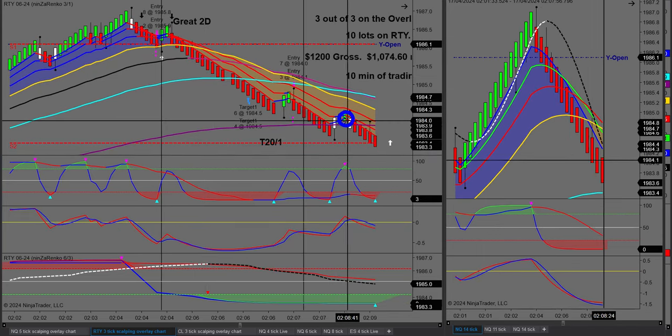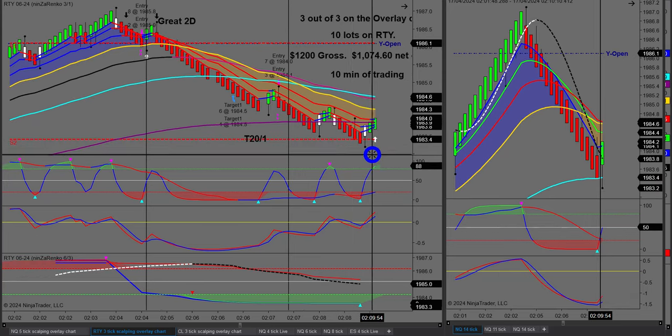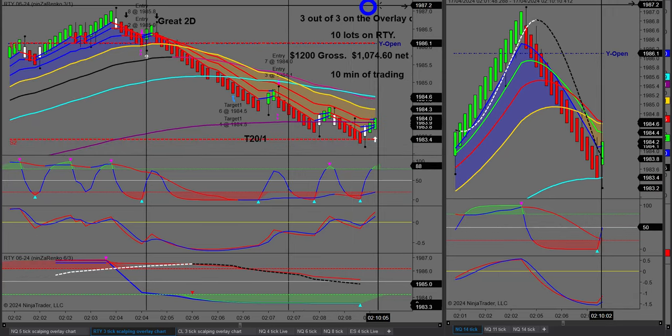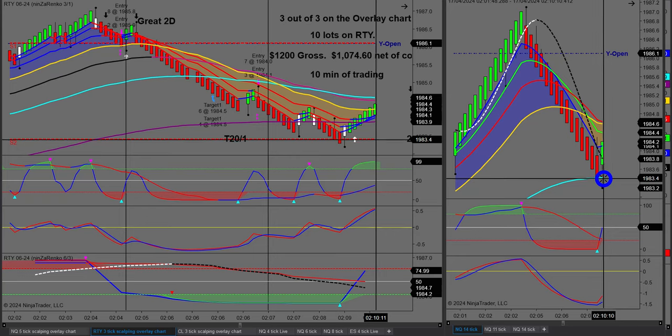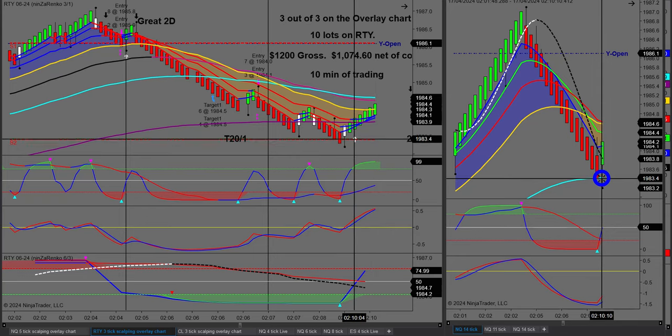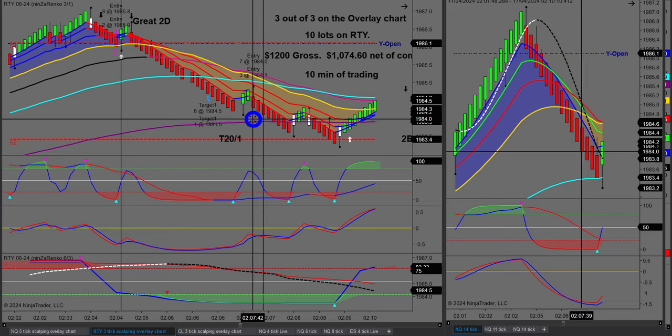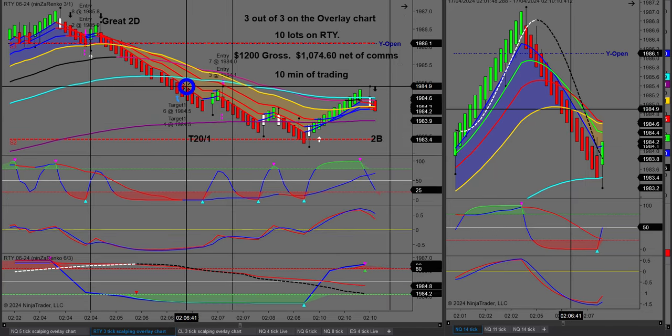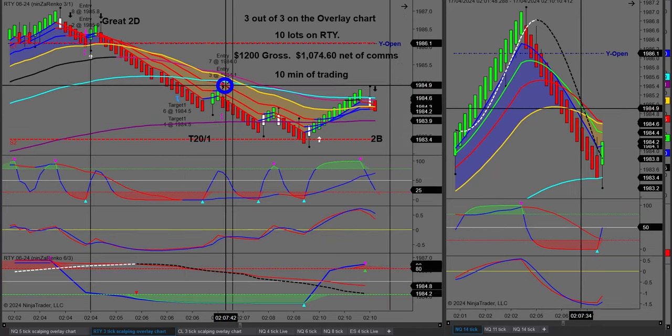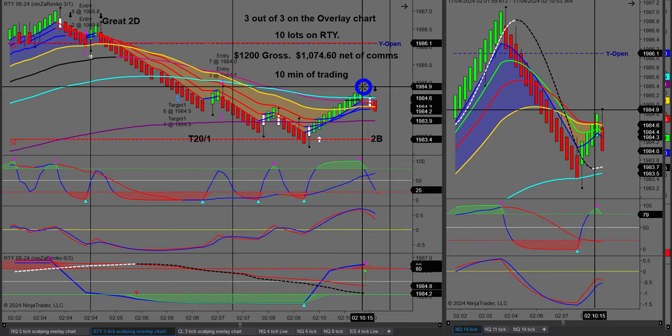Look on the right there. Can you see there how I'm bouncing off the anchor chart 189 EMA? I decided to stay with the trade. We then kicked up. It was within one tick of being stopped out. Okay, now let me just explain this.